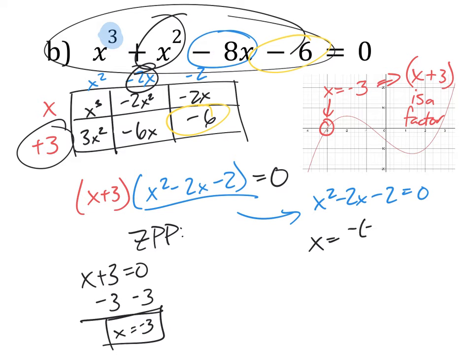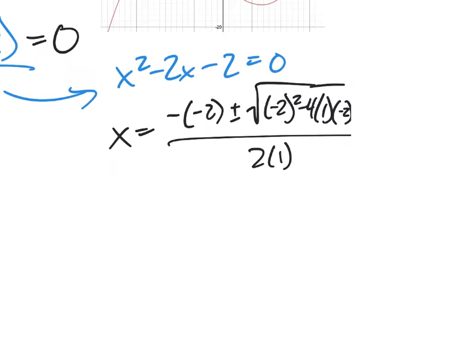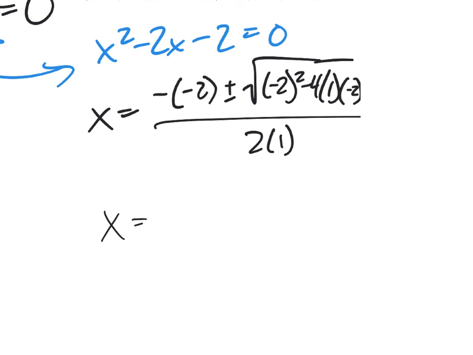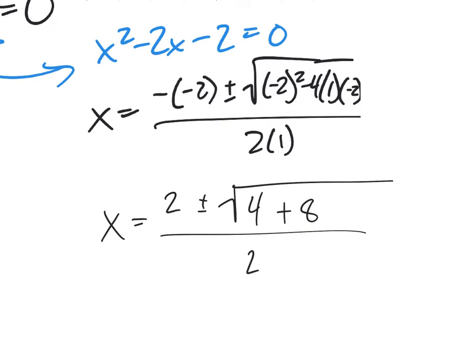X equals negative 2 plus or minus the square root of negative 2 squared minus 4 times 1 times negative 2, all over 2 times 1. Okay, lots of 2's going on here, so just be careful. X equals positive 2 plus or minus square root of negative 2 squared is 4 minus, I suppose I should say plus because I have 2 negatives here, plus 8 all over 2.